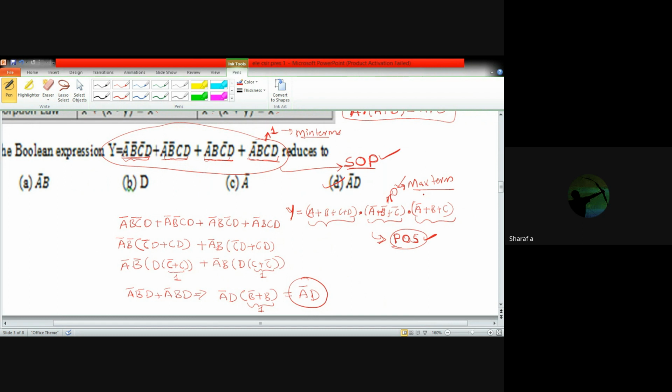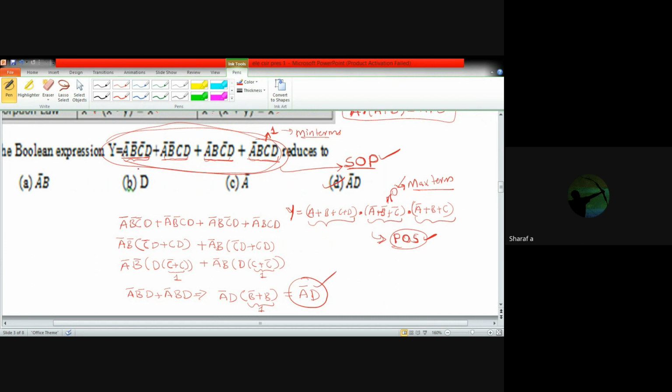Okay? Just to understand this concept, then we can easily understand the K-map. So what you have done here is you have reduced this much of big expression into a simple form.